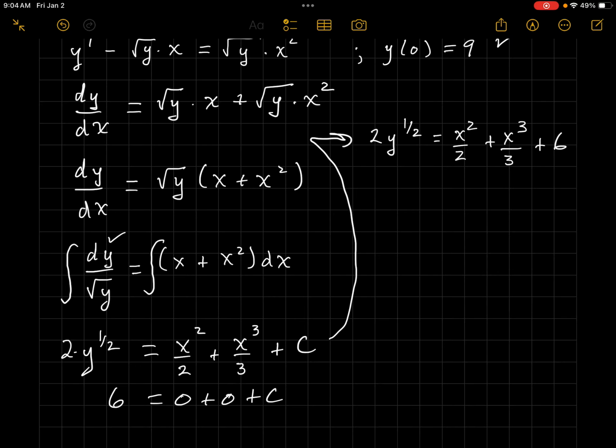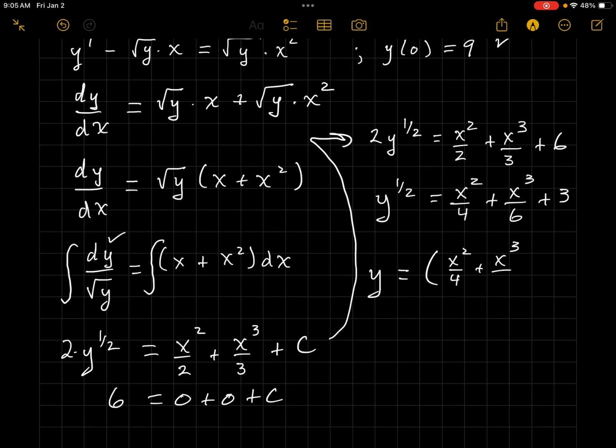And then I need to get y alone, so I will divide by 2, giving me the square root of y equals x squared over 4 plus x cubed over 6 plus 3. And then we'll square both sides, and we'll square the entire thing at once to get our answer. Y equals quantity, x squared over 4 plus x cubed over 6 plus 3, entire thing squared.